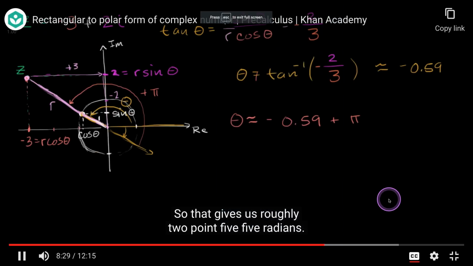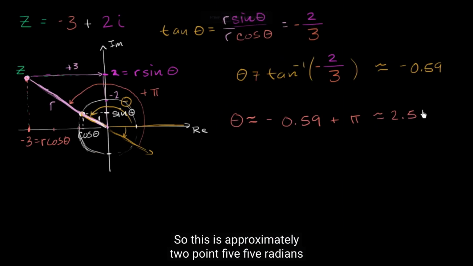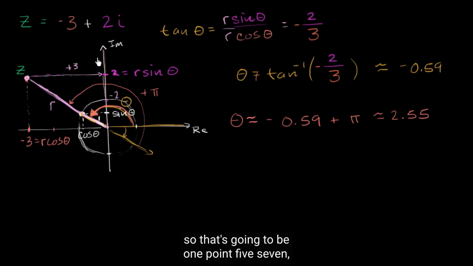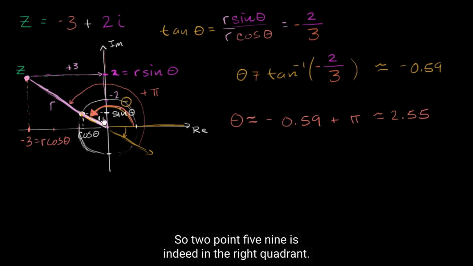Roughly 2.55 radians. So this is approximately 2.55 radians is our claim for what theta is. Now, does that make sense that this angle right over here is 2.55 radians? Well, if we go straight up, that's pi over 2 radians, and pi is 3.14, so that's going to be 1.57, 1 point something like that. And this is pi radians, so that's 3.14159, keep going on and on. So 2.55 is indeed in the right quadrant. So that is right. This is going to be an angle of 2.55 radians.